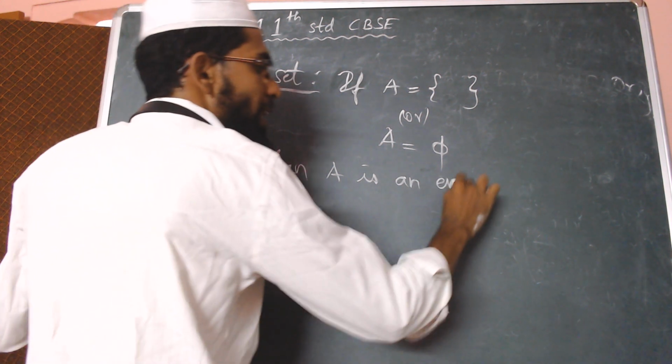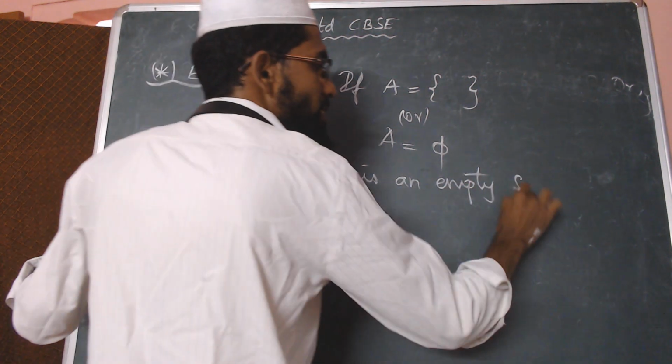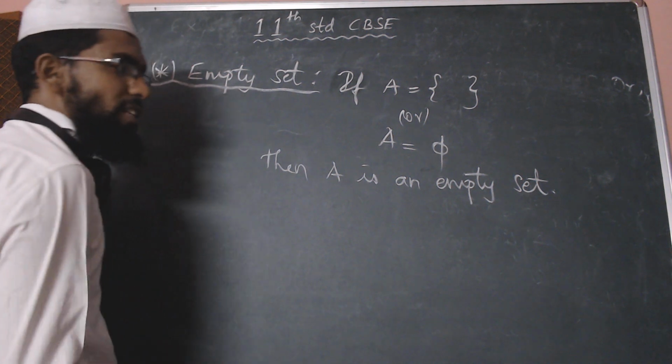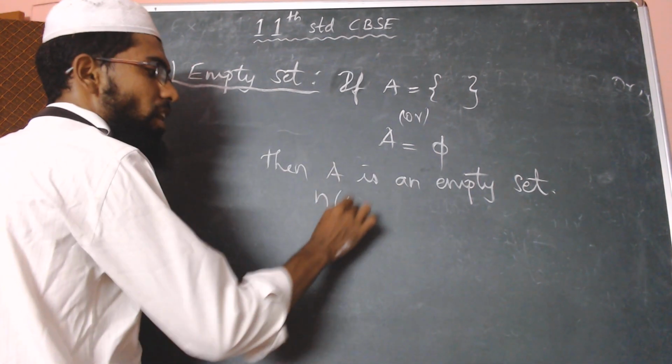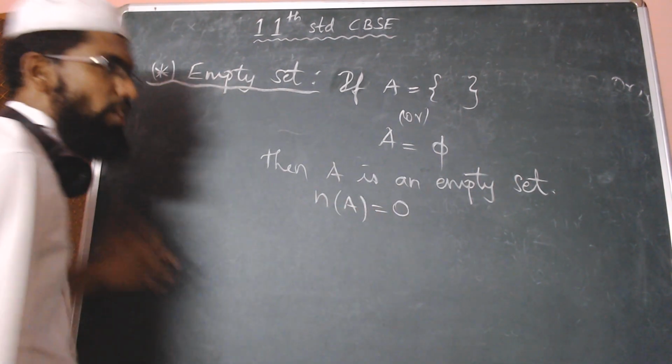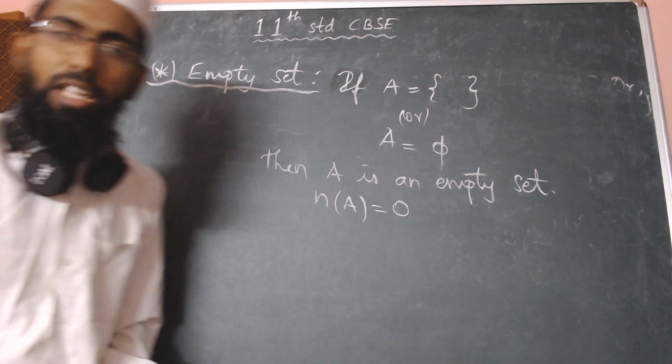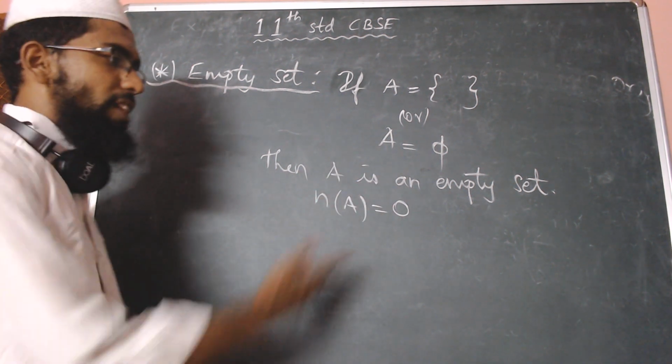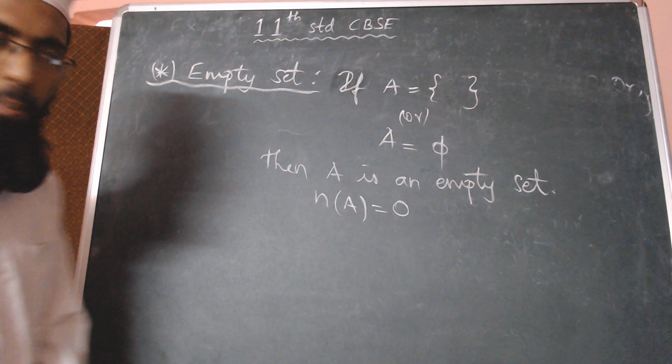A is an empty set. Is it clear? Now if A is an empty set, what is the cardinality of the set A? The cardinality of the set will be 0, no elements, right? So n of A will be 0. And if n of A is 0, then I can tell that A is an empty set.